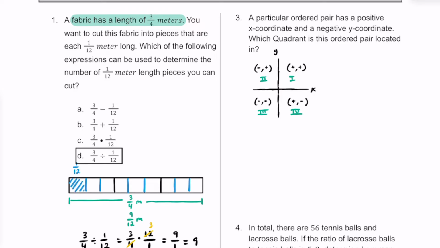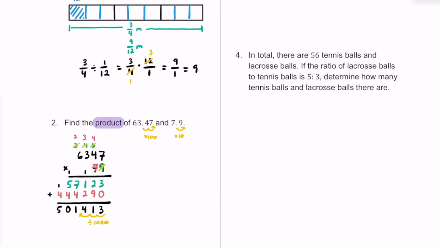So if we happen to have a positive x coordinate, then we know that we have to be on the right side of this coordinate plane. And if we know that we have a negative y coordinate, that means that we have to be in this bottom right quadrant. This is going to be quadrant 4. So if we have a point with a positive x and a negative y, we know it must be located in quadrant 4. Here is number 4.